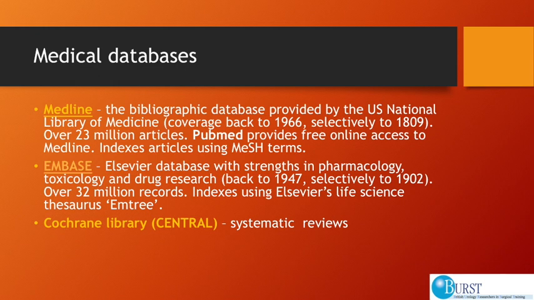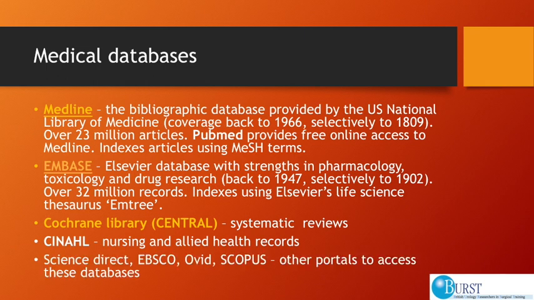The Cochrane Library is a library of systematic reviews, and as a source of high quality evidence it's invaluable. But bear in mind, it only indexes systematic reviews and related articles. CINAHL is a nursing and allied health records database, and as we mentioned earlier, ScienceDirect, EBSCO, Ovid, Scopus and others are just portals which are used to access these databases. So if you are doing a literature search and want to be very thorough, at a minimum what we would recommend is that you should search Medline, Embase and the Cochrane Library through whichever portals you have at your disposal, and that would constitute a thorough search.